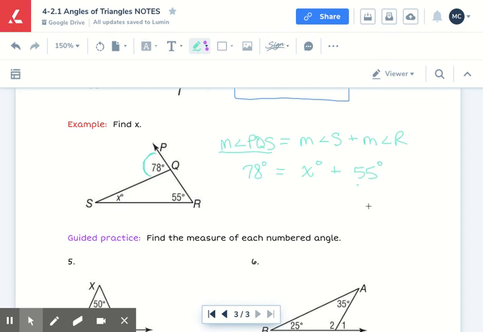So all I have to do is solve this one for X, or for X degrees, I should say. So I'm going to use the subtraction property of equality. I'm just subtracting 55 degrees from both sides. So 78 minus 55 would be 23 degrees. And now the question was to find the value of X. So what I've got here is X degrees. X degrees is 23 degrees. So the answer that I would give here is that X is 23.